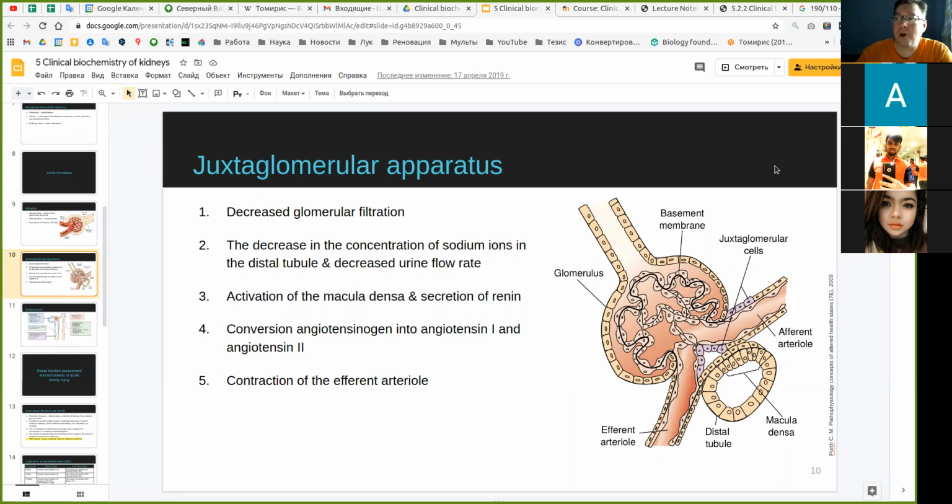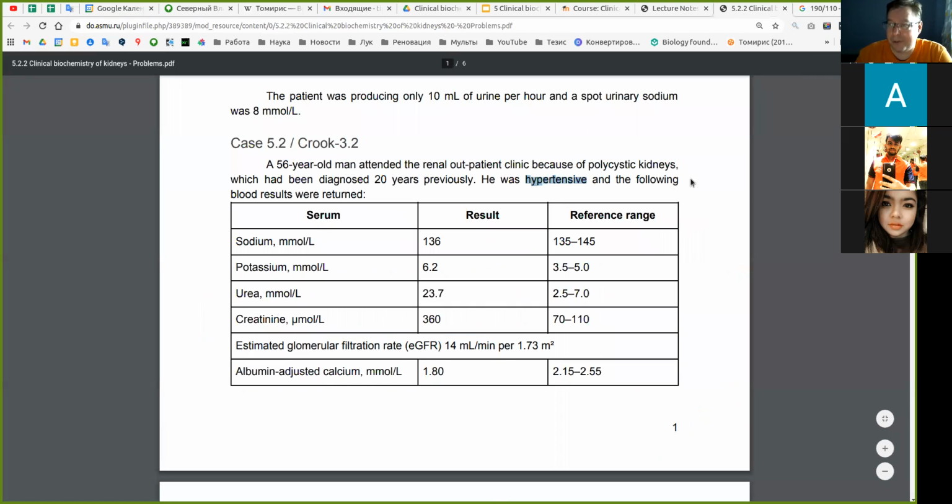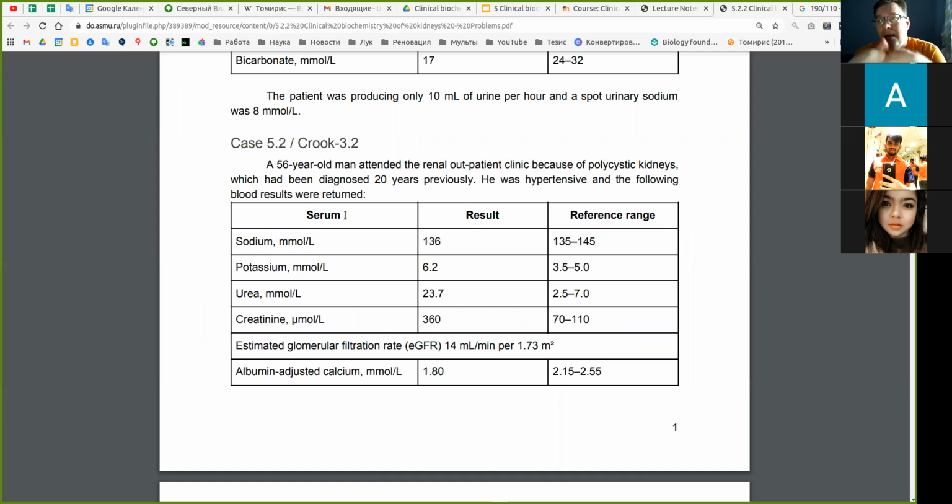So in case of inflammation or other problems with the glomerulus, in most patients we see high pressure. These patients become hypertensive. So again, in this patient, polycystic kidneys are damage of the kidneys. This is chronic damage, because this situation was found 20 years ago. And this patient is hypertensive with high blood pressure.